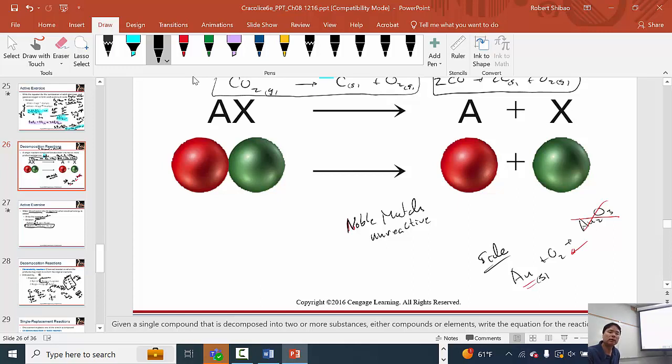So noble metals are unreactive. The noble metals are gold, Au. What else? Platinum, Pt. Palladium.